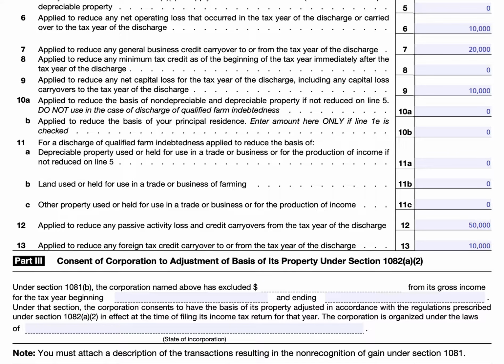So we're going to simply state $200,000. Our tax year began, we'll say, 1/1/2022. It ended December 31st, 2022, and we were incorporated in the state of Florida, right? So that would be the example. So you're going to want to attach a description of the transactions that led to the non-recognition of gain if you end up doing this.